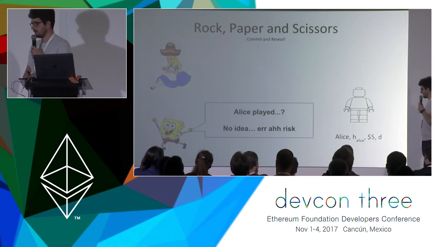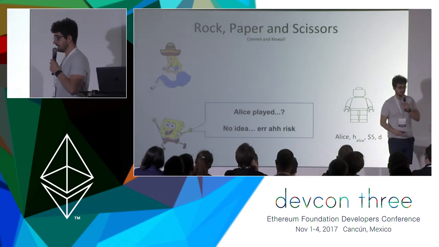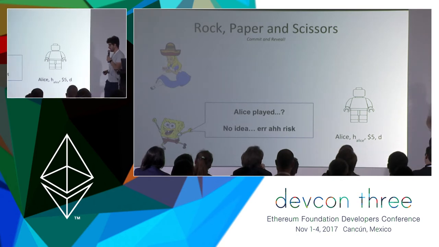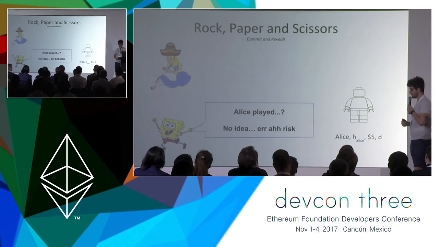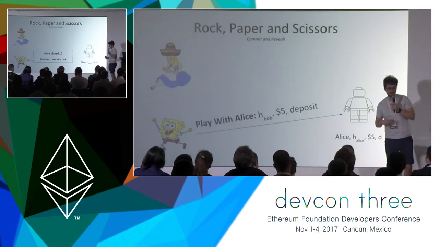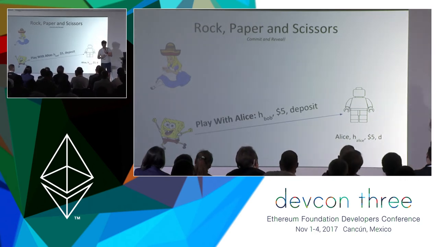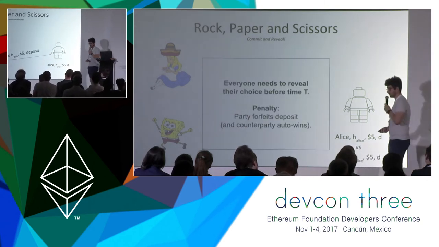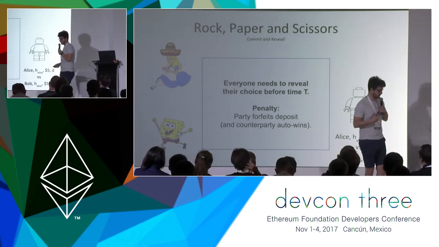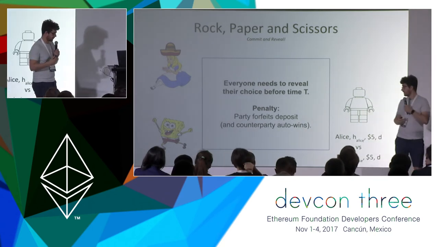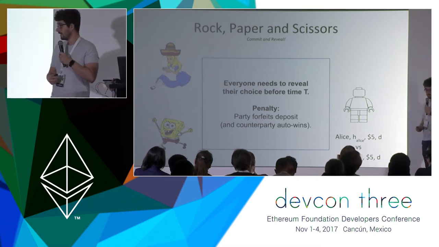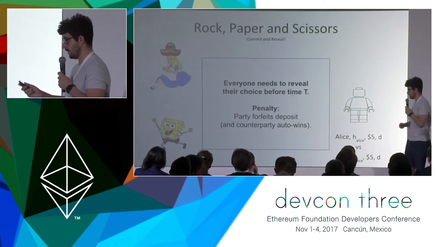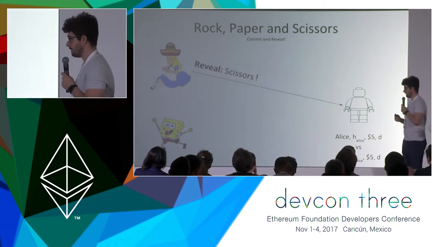Now Bob comes along, and Bob can look at the contract. He can see that Alice wants to play, but now he can't see her choice. So there's a bit of risk. It could be rock, paper, or scissors. So he'll make a choice. He'll send the hash of his choice, $5 and a deposit, and he'll tell the contract that he wants to play rock, paper, scissors with Alice. Now, in the second round of this protocol, everyone must reveal their choice before time T. If you don't reveal your choice, you forfeit your deposit, and the counterparty will probably automatically win.